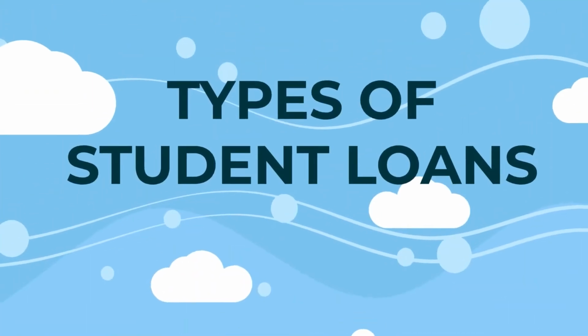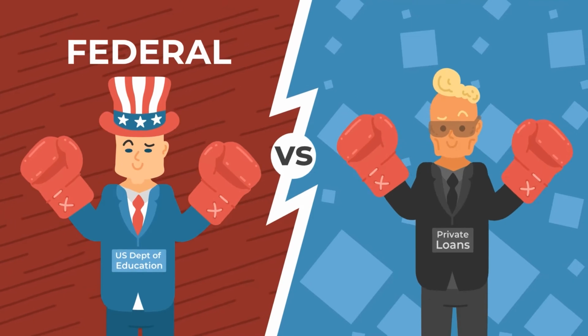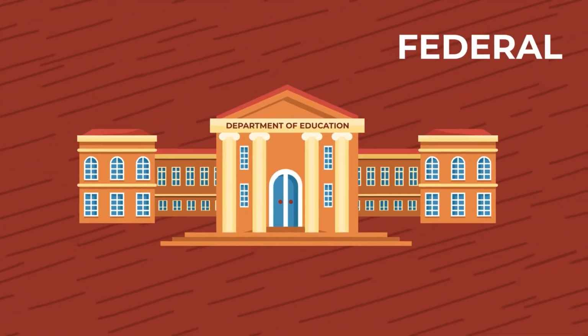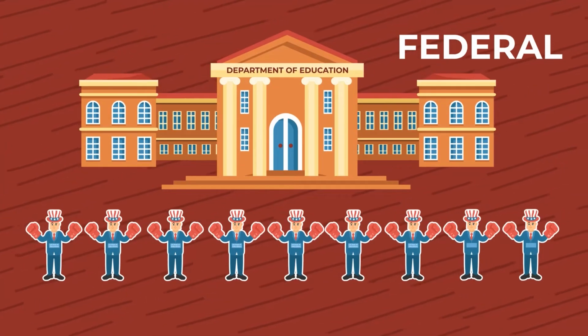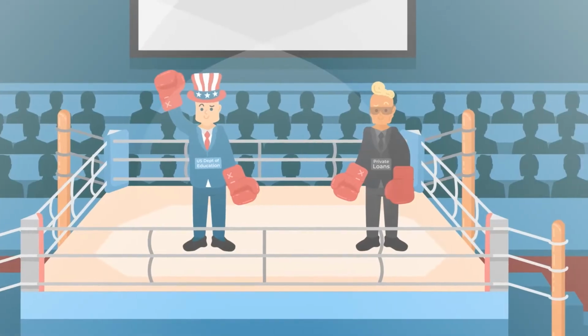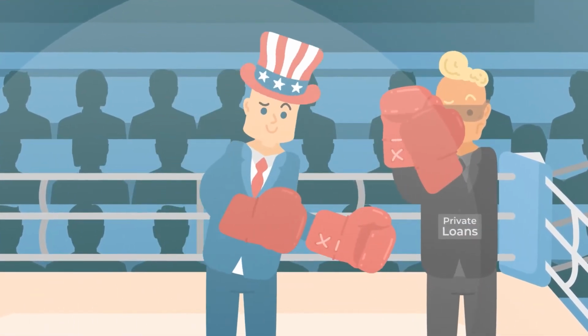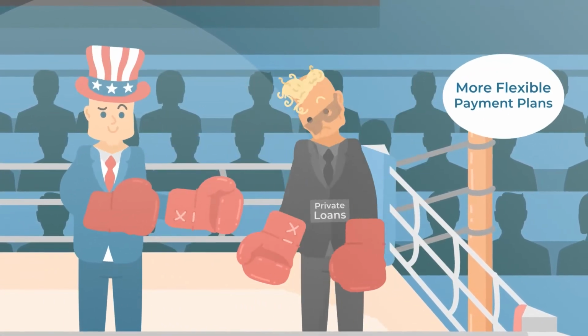So what are the different types of student loans? The most fundamental division of student loans is between federal and private. Federal loans are provided by the Department of Education and represent 92% of current outstanding student loans. They're almost always better than private loans, and since they're provided by the government, they have lower fixed interest rates and more flexible payment plan options.